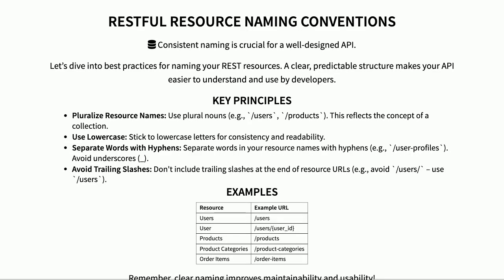Okay, let's talk about how we name our API resources. It's super important to do this consistently. Think of it like building a well-organized house. We always use plural nouns for collections, like users or products. And everything should be lowercase with hyphens separating the words, so you get things like user-profiles. It might seem simple, but clear naming makes your API much easier for other developers to understand and work with.